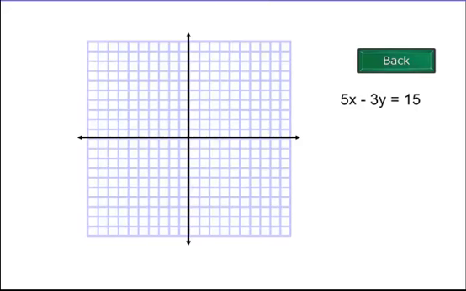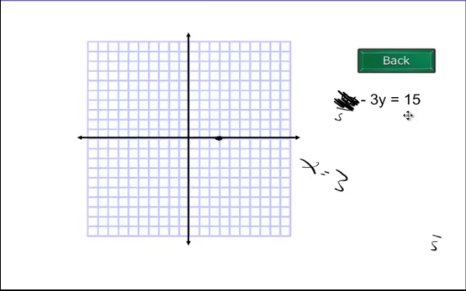Last one for good measure. This might be a good time to go ahead and pause it and see if you can do it without me. Our x equals 3. Okay, divide by 5, divide by 5. X is 3, 1, 2, 3. There we go.